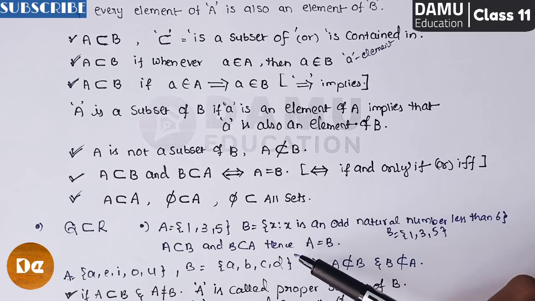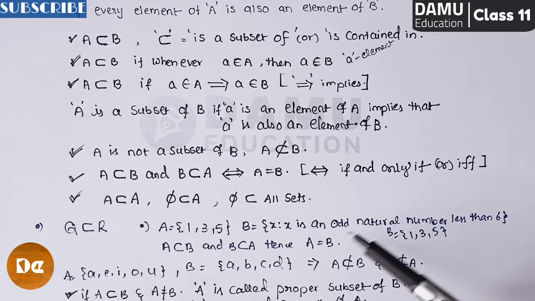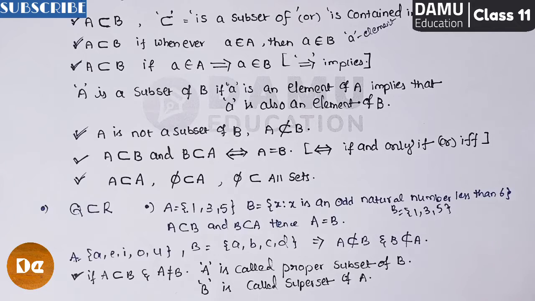That implies A equals B if and only if... Yes, it exists. Next one. A is equal to {A, E, I, O, U} and B is equal to {A, B, C, D}. So A is not a subset of B and B is not a subset of A.